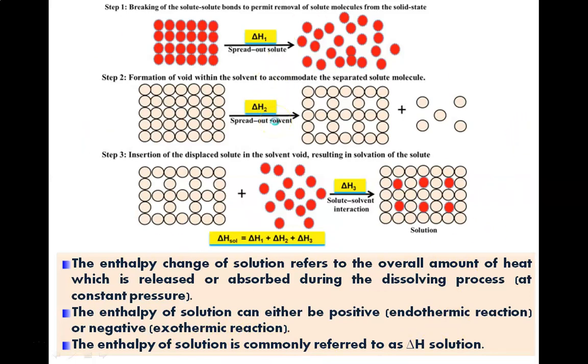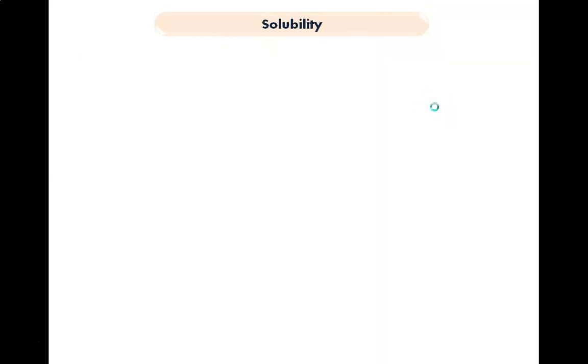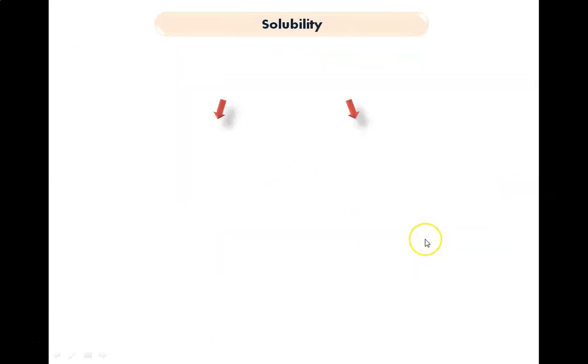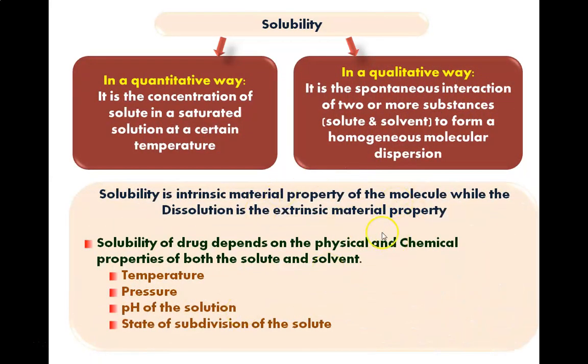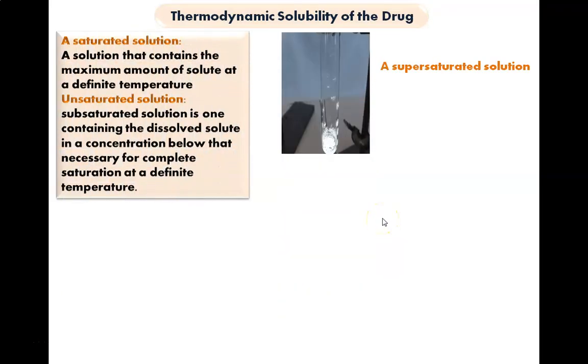Till now, I am going to revise. We have gone through the concept of solution, with some definitions of solution. After that we went through solubility, in a quantitative and qualitative way. Then the different factors on which solubility depends. Then thermodynamic solubility, which I am going to repeat: it is the most stable crystalline form that remains in solution in a given volume of solvent at a given temperature and pressure under equilibrium condition.